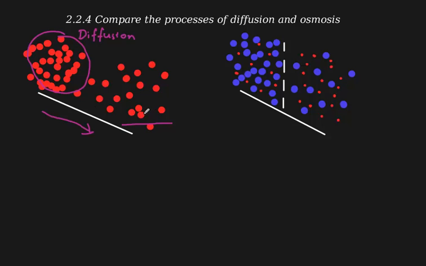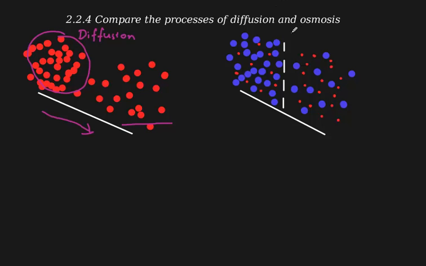So that is the process of diffusion, the movement of particles from an area of high concentration to an area of low concentration. This will continue until equilibrium is reached. Equilibrium is reached when there is equal amounts of particles on both sides.